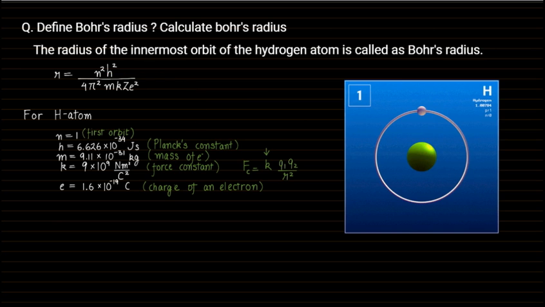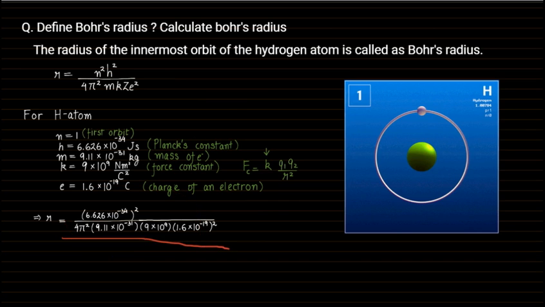After substituting these values, you can do the calculation using a calculator. If you calculate this value, you will get 5.3 times 10 to the power minus 11. Now I can write this one as 0.53 times 10 to the power 1 times 10 to the power minus 11. So this will give us 10 to the power minus 10. And we know this 10 to the power minus 10 meter can be written as angstrom, where 1 angstrom means 10 to the power minus 10 meter.